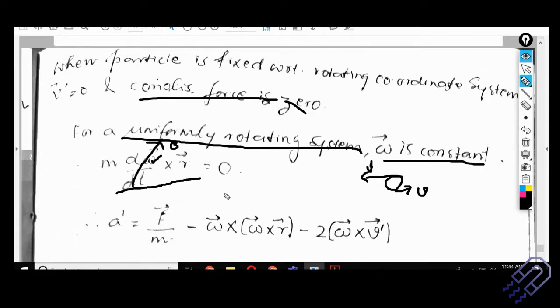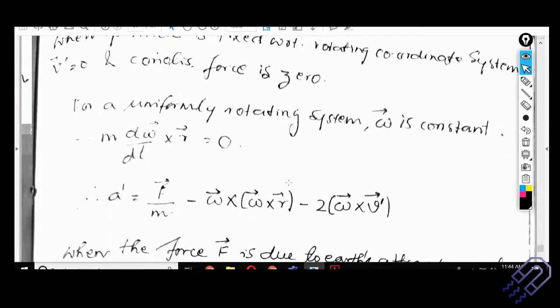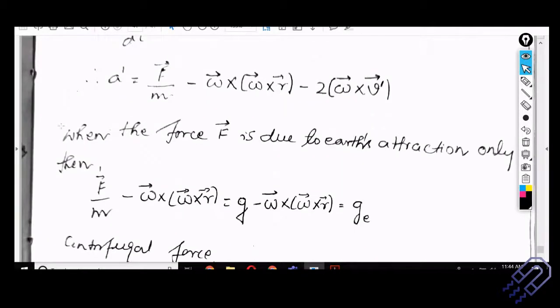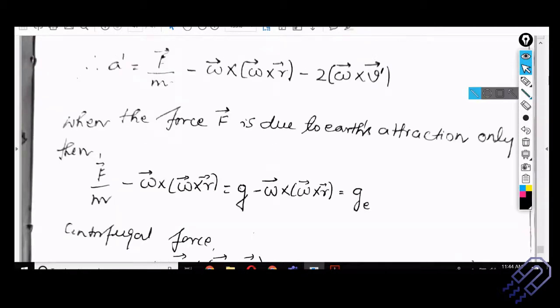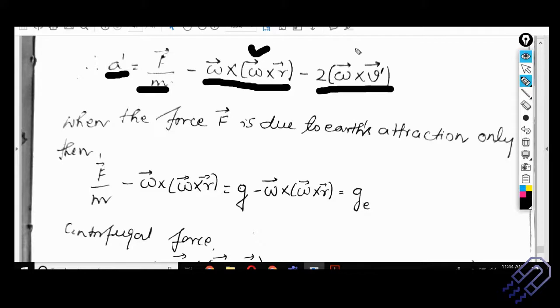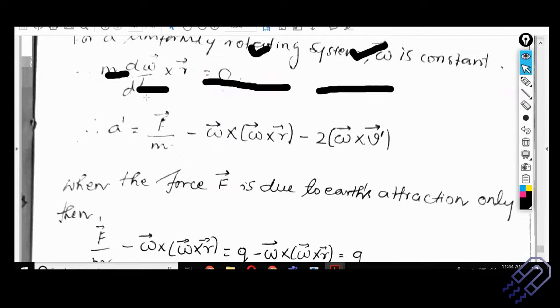So you can also write down this acceleration as f by m. I think this is also very simple. Acceleration is equal to f by m minus omega cross omega cross r, provided that component is there, and then 2 omega cross v, the Coriolis term, is there. This is under the condition that in the rotating frame, the velocity is constant. Then it will vanish, and the remaining two terms will be there.